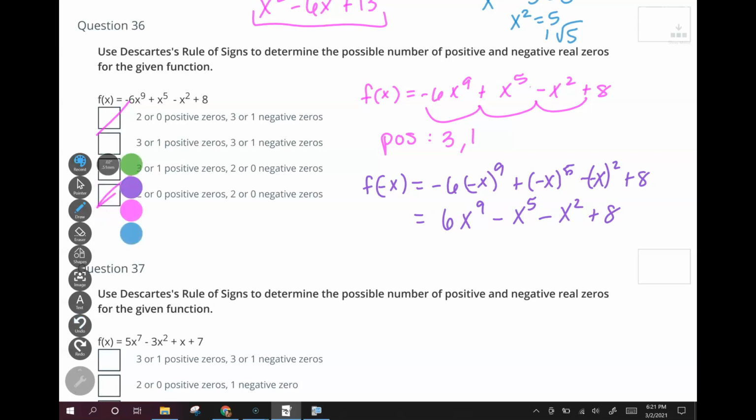Now let's count the sign changes. 1, 2. 2 sign changes. So for negative, you can have 2 or go down by 2, 0. So that's going to be 2 or 0. So C is the correct answer.